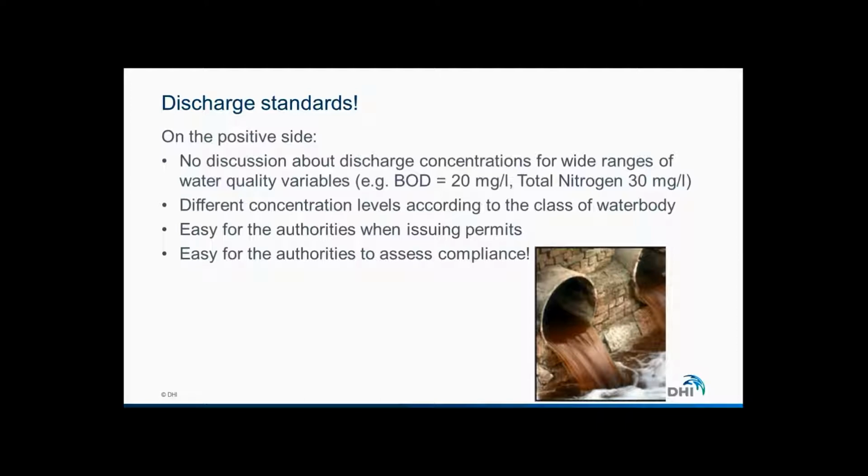And sometimes there will be differences in the concentration level according to what kind of water body you are discharging to. Is it to a small stream? Is it to a river? Or is it to a river with drinking water purposes? So you can say that working with discharge standards is pretty simple, both for the authorities, because they can just look up, they can issue the permit, and it's very simple. And it's also easy afterwards to assess whether the compliance with the permit is on the right side.